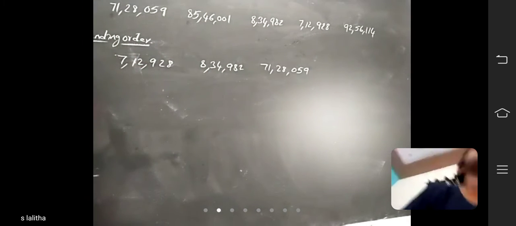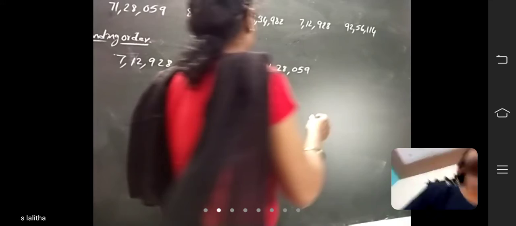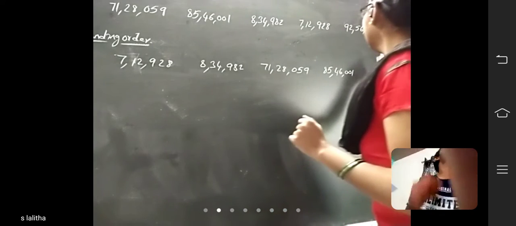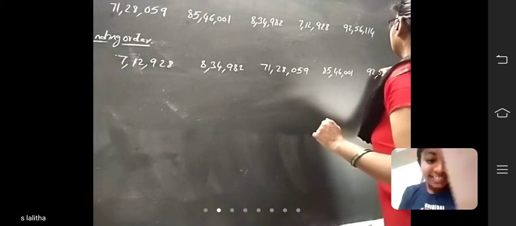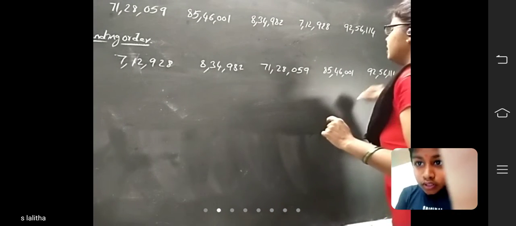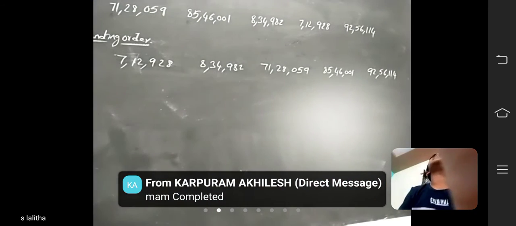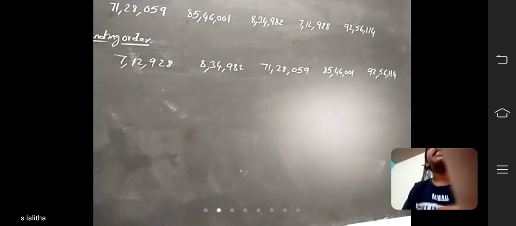Which one is the smallest? 8 is the smallest. So 85 lakhs 46,001. Next one 92 lakhs 56,114. Okay, ma'am? So this is the ascending order. Now you have to arrange the numbers in descending order.